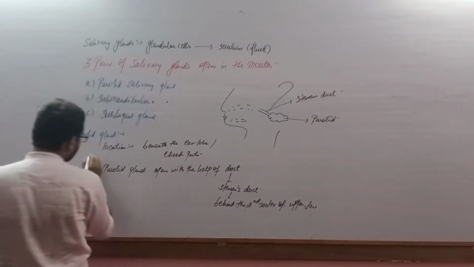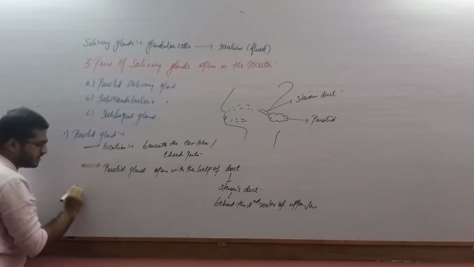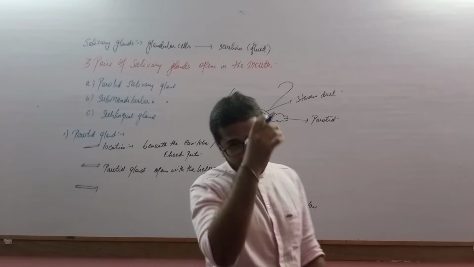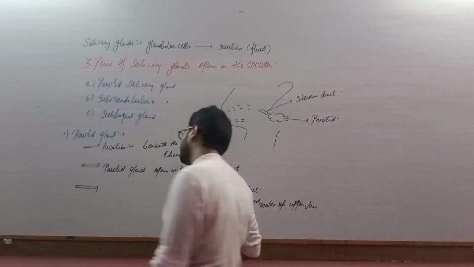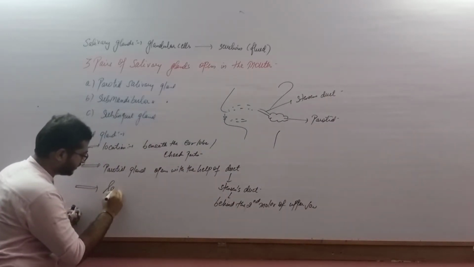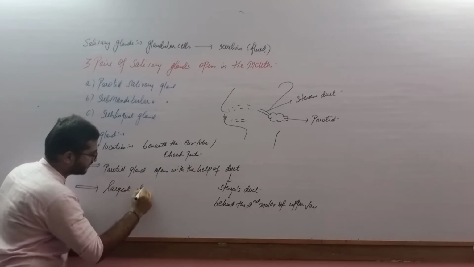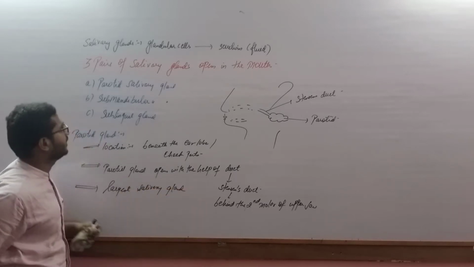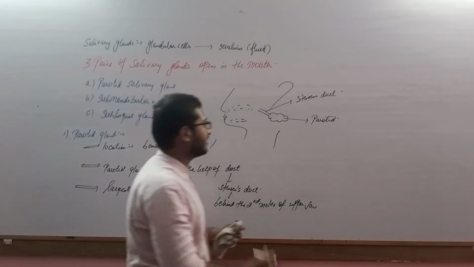Now the third major important feature of the parotid gland is that it is the largest salivary gland. Parotid gland is the largest salivary gland. So this is all about the parotid salivary gland.